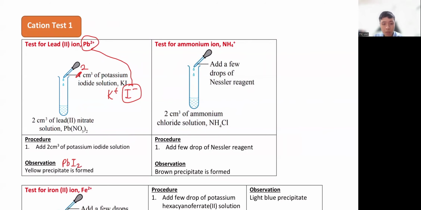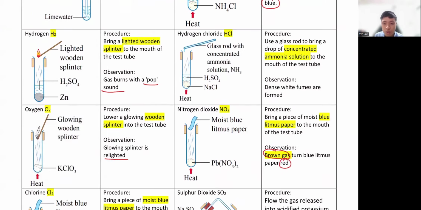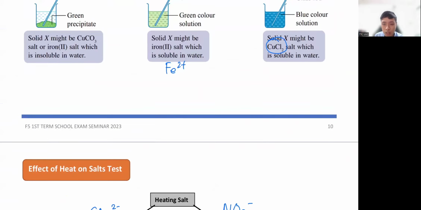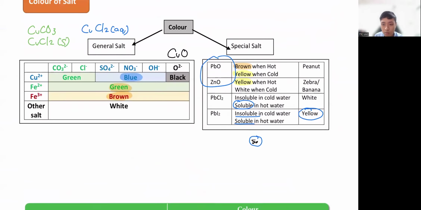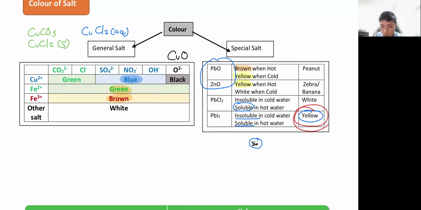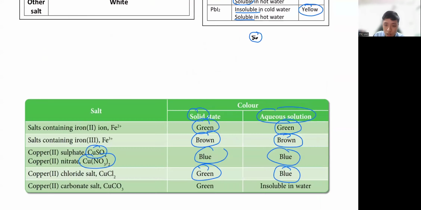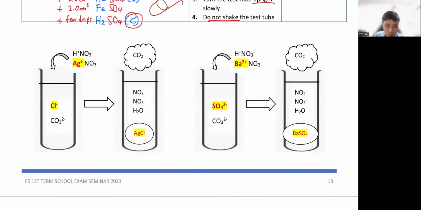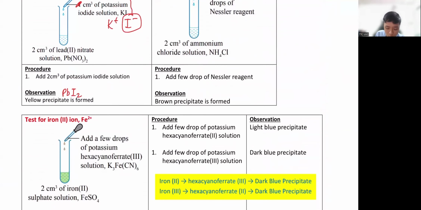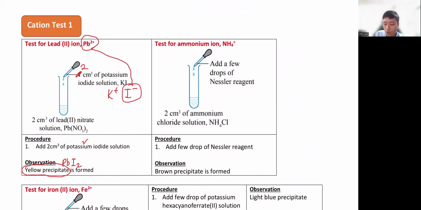You remember just now I talked about PbI2? PbI2 is actually what color? PbI2 is yellow. So that's why you get a PbI2 yellow precipitate. This is the first part: you add 2 cm cube of potassium iodide into this test tube, then you get a yellow precipitate. Second, you have NH4+, which is the ammonium ion. For the ammonium ion, you add Nessler's reagent.